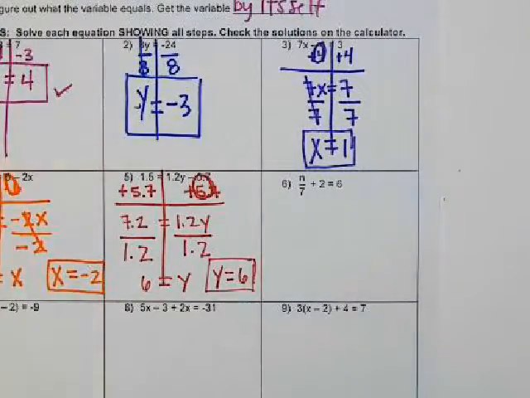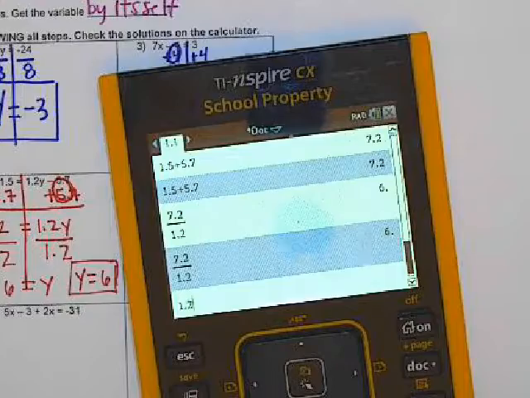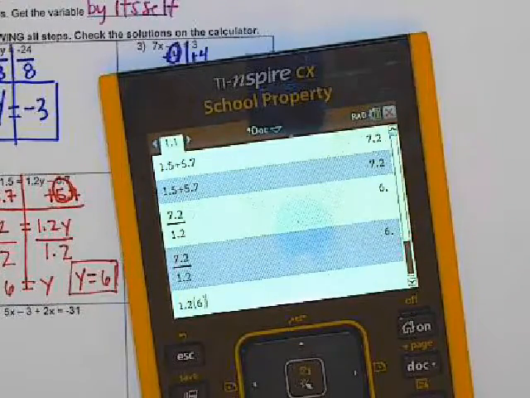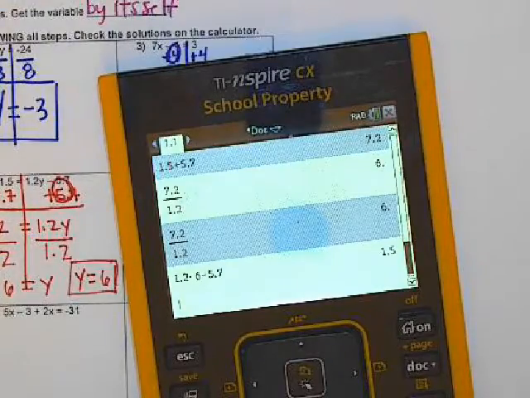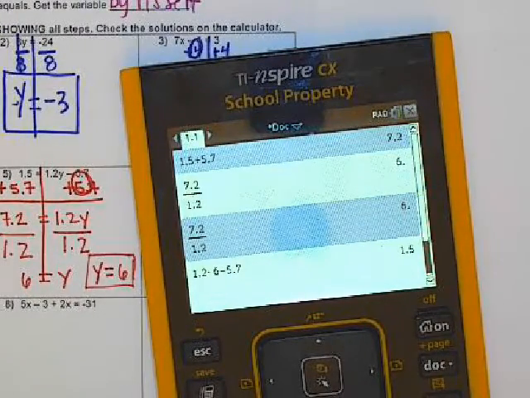There you go. Okay, check it. Plug in the 6 for y. So 1.2 parentheses 6 minus 5.7 gives me 1.5. Is 1.5 equal 1.5? Yep. That's right.